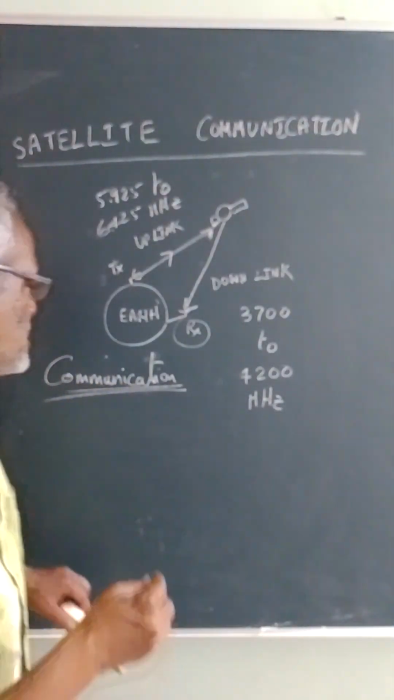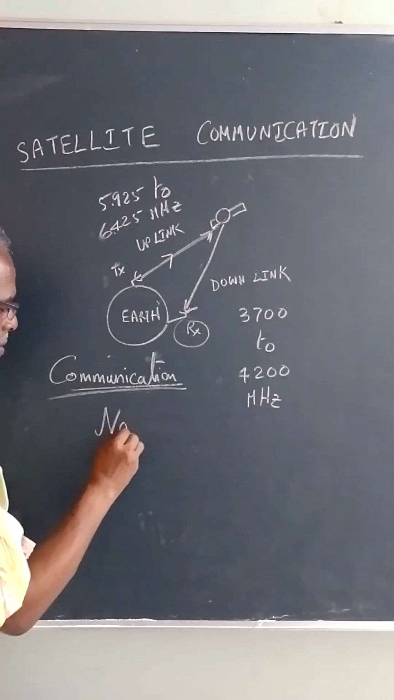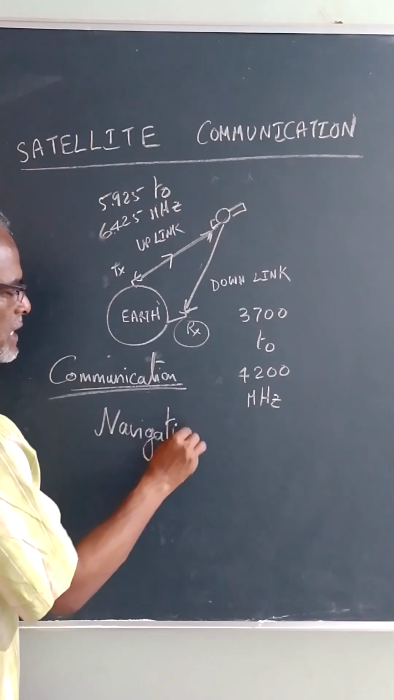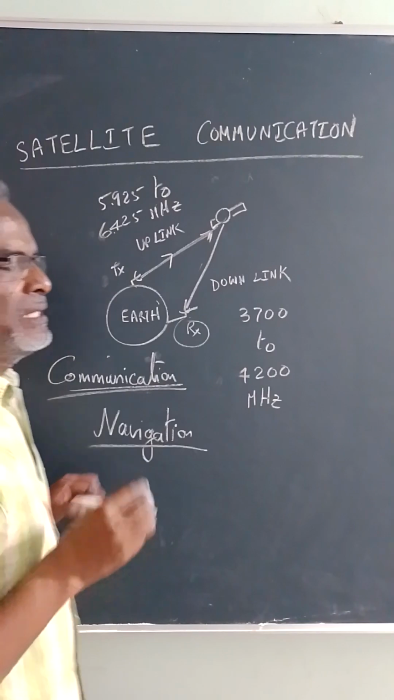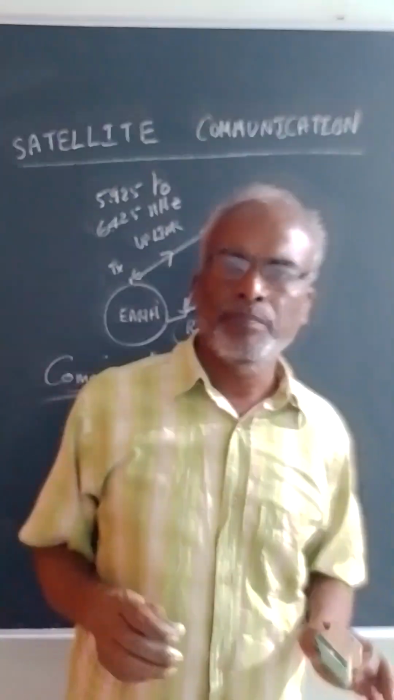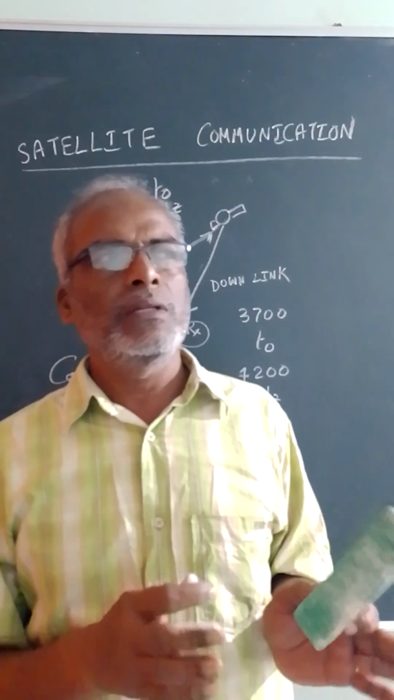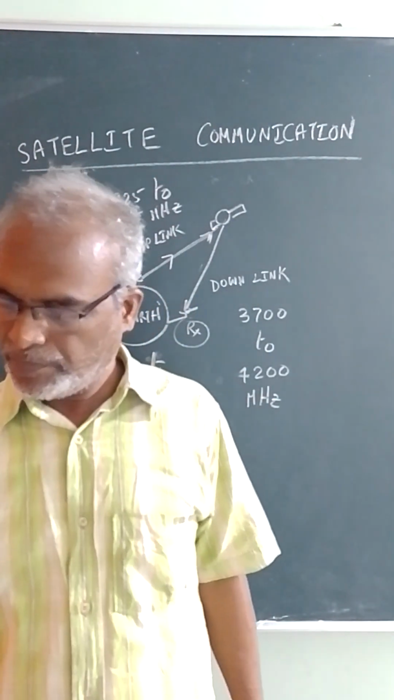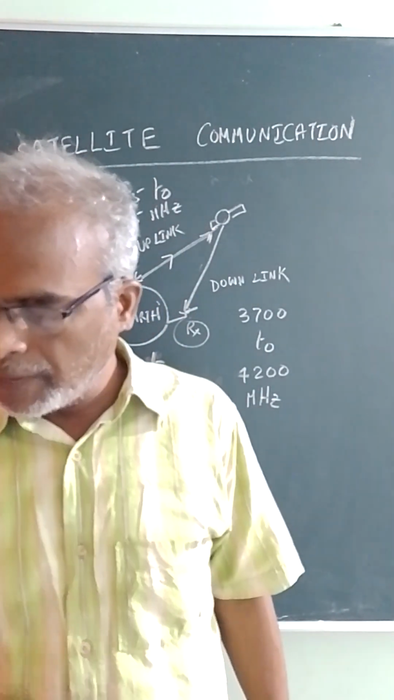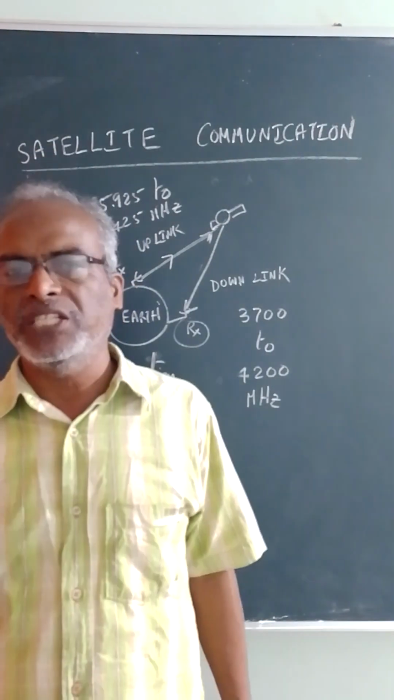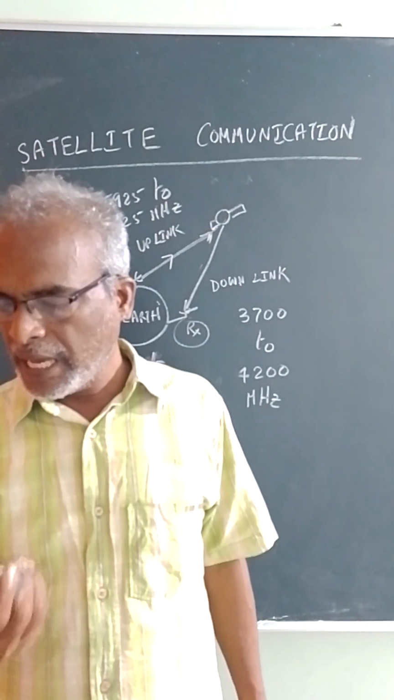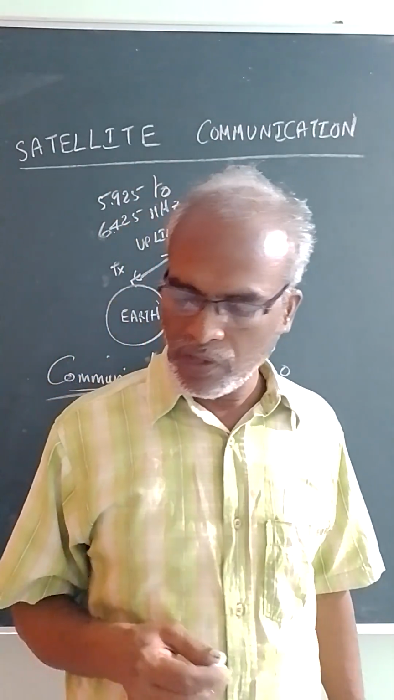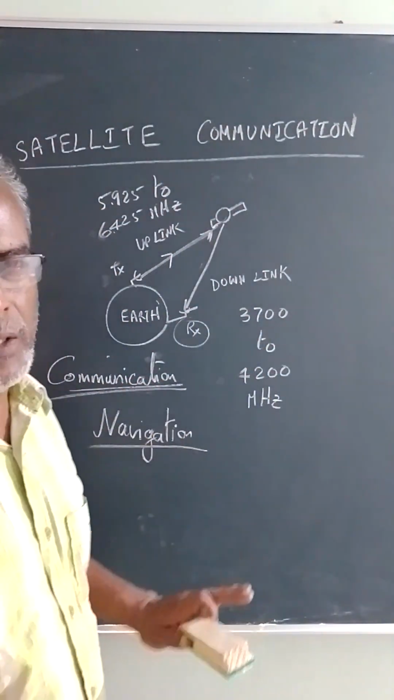Then we have navigation satellites. In navigation satellites, what happens is this guides the ship to travel and reach the particular destination without any problem. So these are employed to determine the geographic location of ships, aircraft, or any other object. That is the use of navigation satellites.